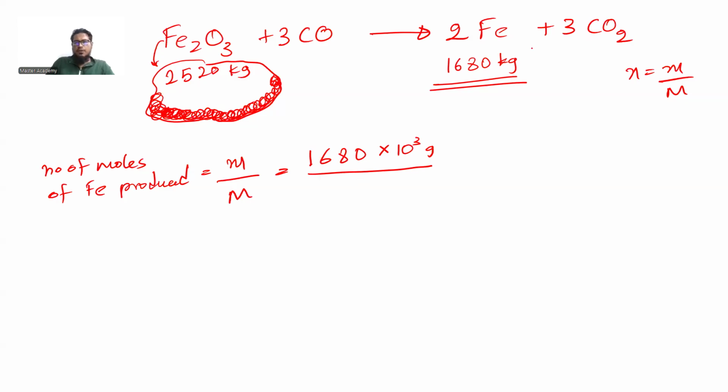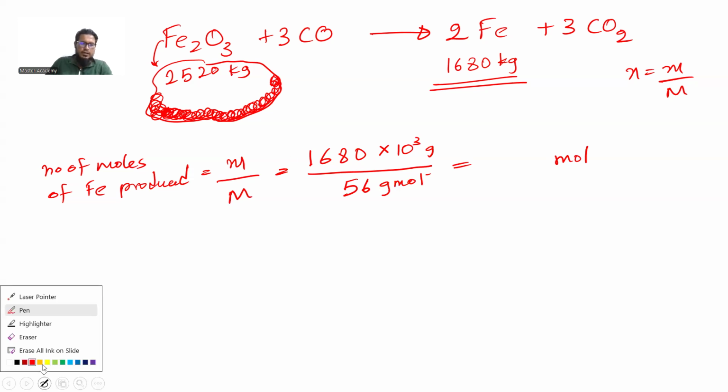Divide by the molar mass of Fe, which they have given, that is 56 grams per mole. Even if you don't put the unit, no problem, if your final answer has the proper unit. Here the final answer will have moles as the unit. As I always told you, in our syllabus they will give cuttable values, the values which you can cut.